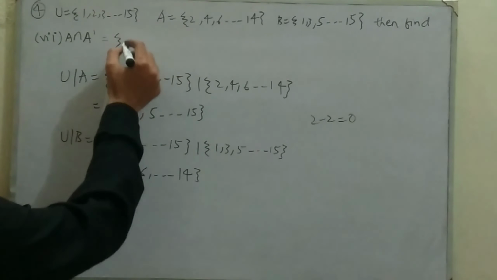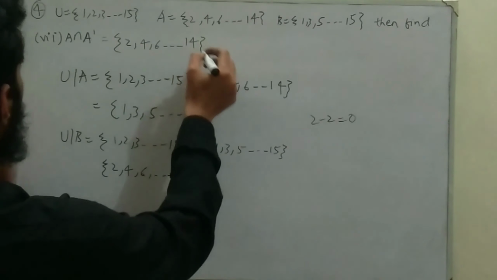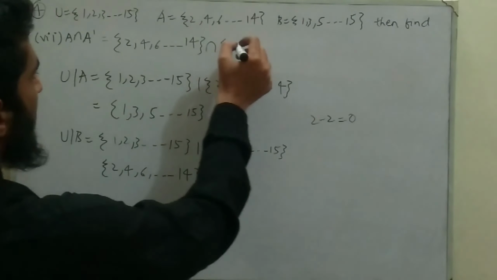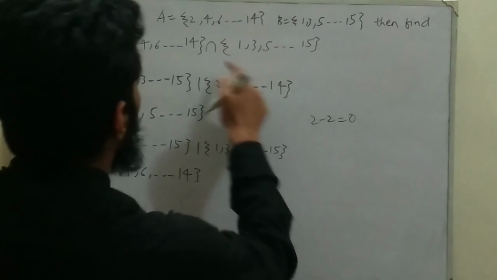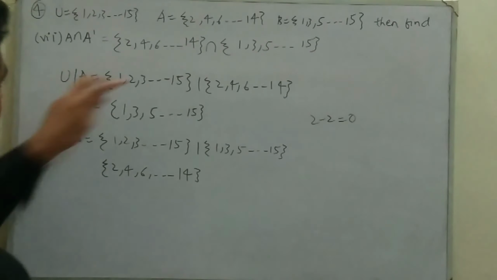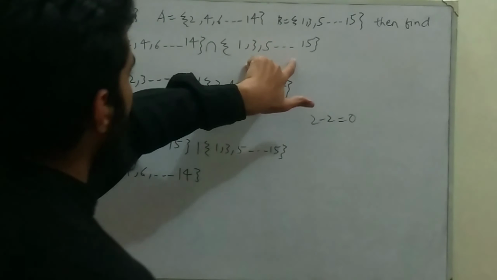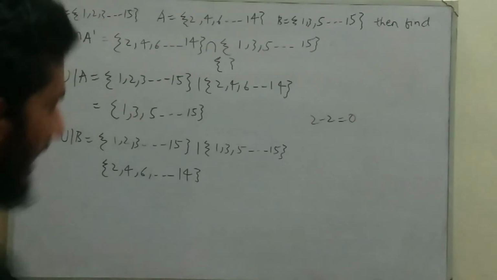A is 2, 4, 6 up to 14, and here is the intersection sign, and A complement is 1, 3, 5 up to 15. Intersection means the common elements. This is an even set and this is an odd set. That's why there is no common element, so our intersection between these two sets will be a null set.